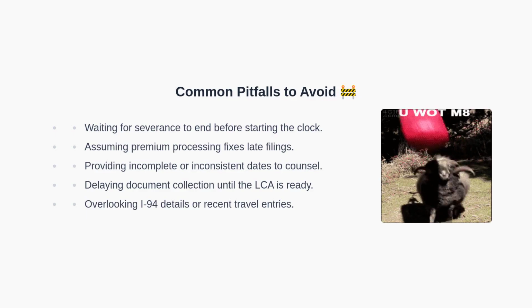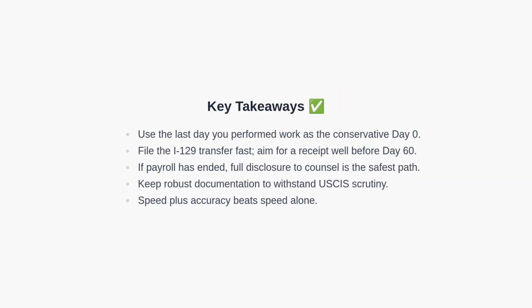Now, let's summarize the most important takeaways. Here are the key takeaways. First, use your last day performing work as the conservative day 0. Second, file the I-129 transfer promptly and aim for a receipt before day 60. Third, once payroll has ended, full disclosure is the safest approach. Fourth, maintain robust documentation to withstand scrutiny. Fifth, combine speed with accuracy to minimize risk. Next, we will present a quick visual recap of the decision logic.